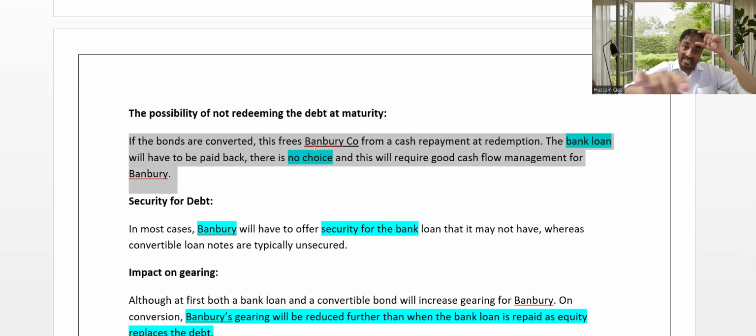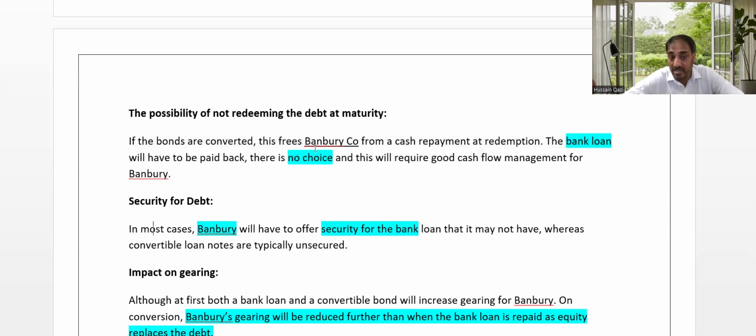So that's application, reference of case, plus comparison with bank loan. Security of debts. In most cases, Banbury will have to offer security for a bank loan. It may not have it, whereas the convertible loan notes are typically unsecured. For 6 marks, 3 points are good enough. Rather, if someone mentioned 5 points, but not having a tone to compare with bank loan, not mentioning the company name, the students will not get any extra marks for writing the 5 points. Examiner will count only limited marks.